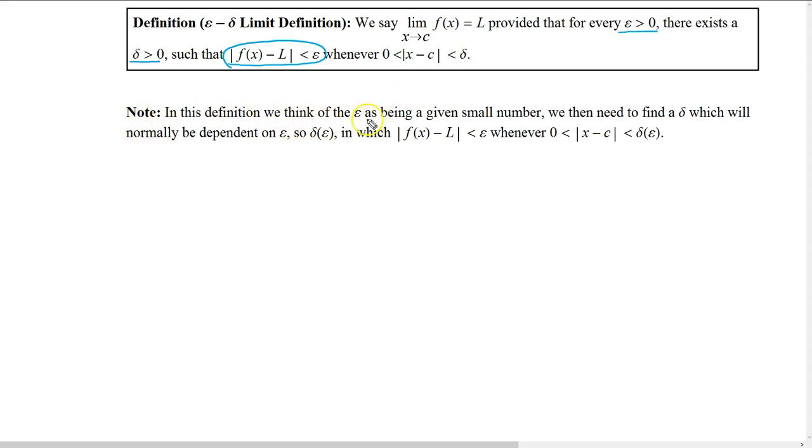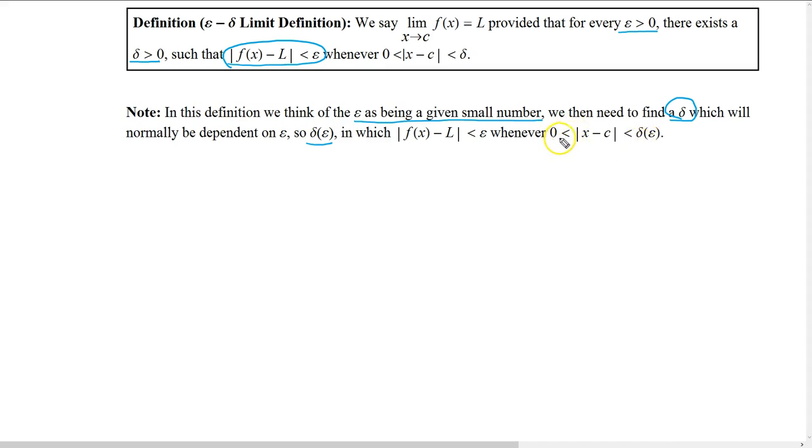In this definition, you need to think of the epsilon as being a number that's given to you, a small number given to you. So if you're given that number, then you need to prove that you can find a number delta, which normally will be some function of epsilon. You know, it might be like epsilon divided by 3 or some function of epsilon. So normally the delta is a function of epsilon, in which f of x minus L is less than epsilon whenever x minus c is less than the delta and also greater than 0.